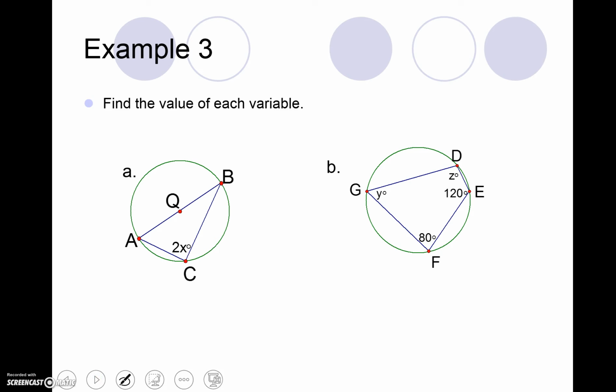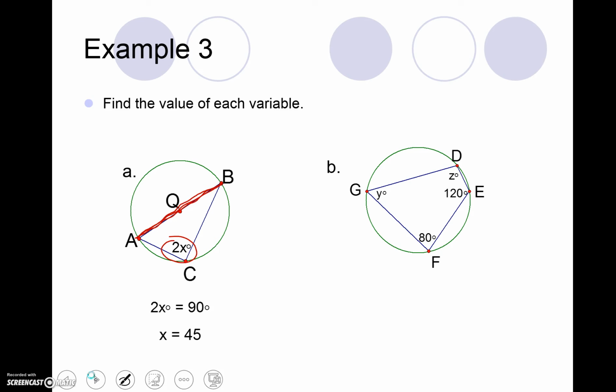Okay, we want to find the value of each of these variables, so let's apply the properties that we just discussed. In this one here, I can see that I have a diameter. What that's telling me is that this triangle that's formed is a right triangle. So I can say that this is equal to 90 degrees, so I can set 2x equal to 90 degrees. Dividing both sides by 2, I see x is equal to 45.